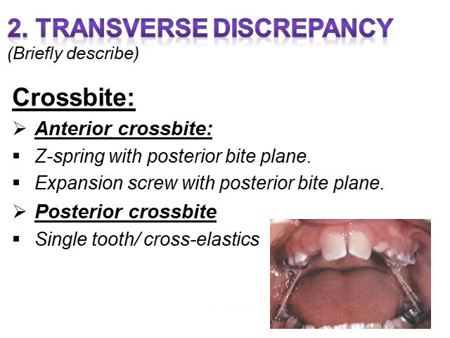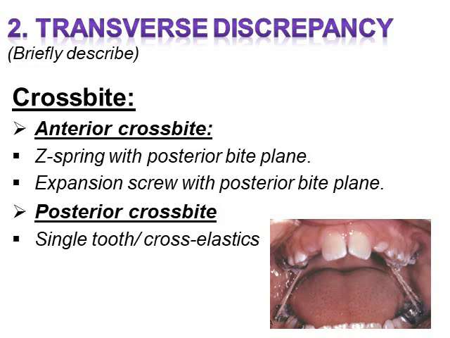So another malocclusion is transverse discrepancy, which can be seen in class 1 malocclusion. I will discuss this discrepancy briefly because I think Dr. Qasim talked a lot about this topic. A transverse discrepancy between arches results in a crossbite. Anterior crossbite is treated by a spring with posterior bite plane, or an expansion screw with posterior bite plane. So this is for anterior crossbite.